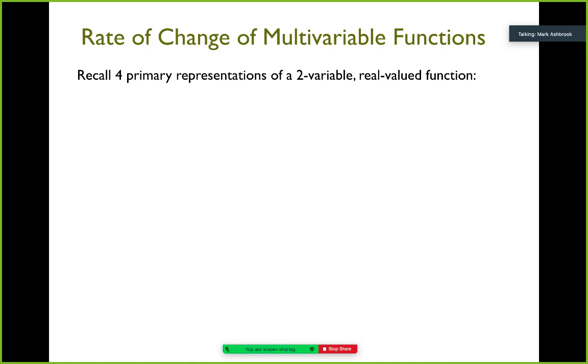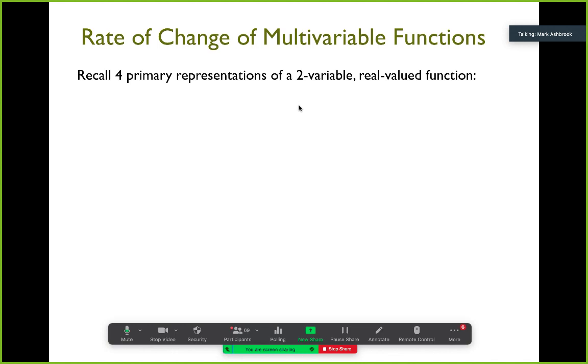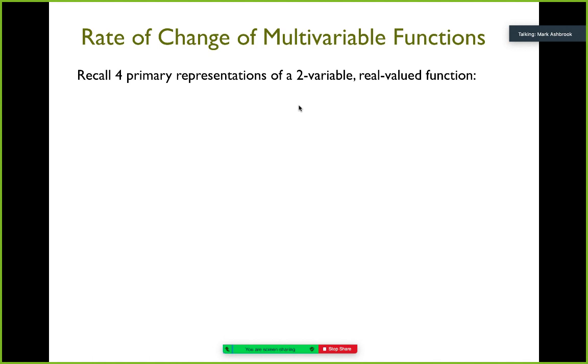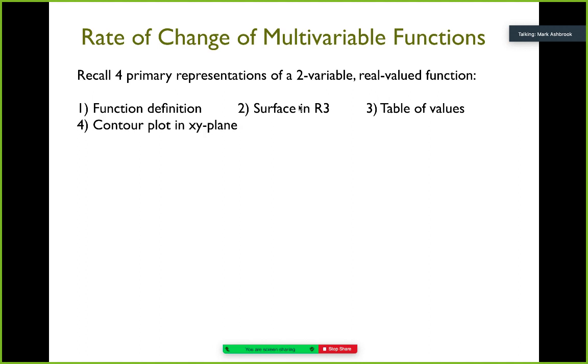Okay, so remember, we're talking about these partial derivatives. With a multivariable function, there are two independent variables, and so we have a rate of change, or a derivative, for each of those. We want to know how z is changing with respect to x and how z is changing with respect to y. We're going to look at these partial derivatives in the four different modes, or representations, of multivariable functions. We did a lot of the function definition last time.